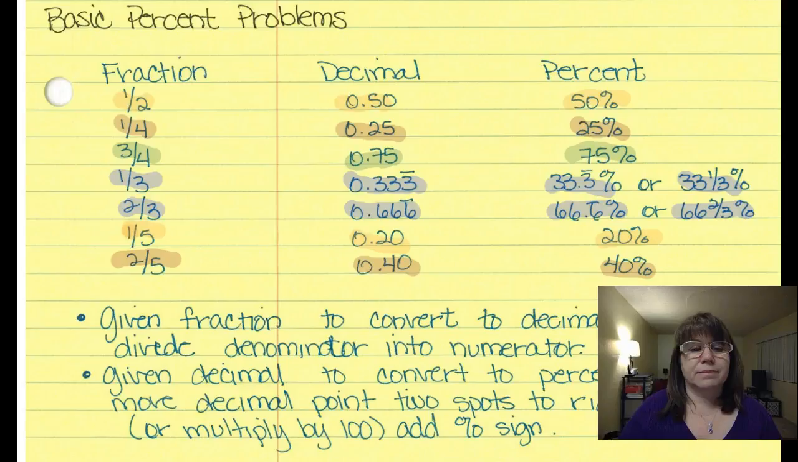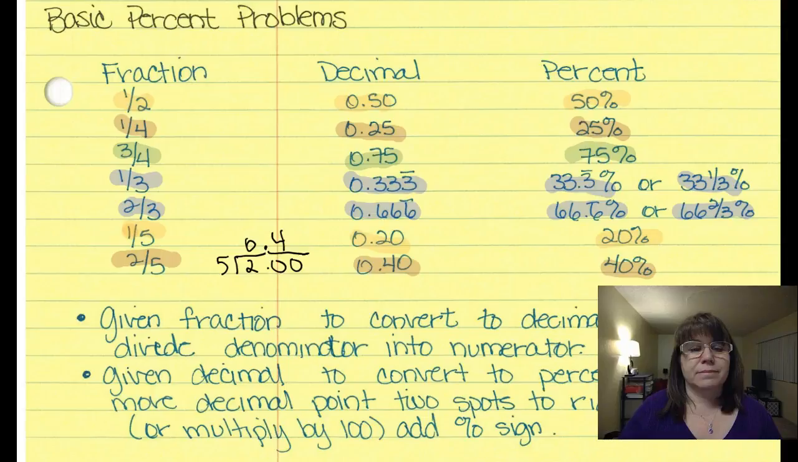So you want to be able to be given a fraction and convert it to decimal. All you need to do is divide the denominator into the numerator. For example, this would be 5 divided into 2.00. So we want at least a couple of zeros. 5 does not go into 2, but 5 does go into 20 4 times, so it's 0.4. So you do want to be able to do that conversion. It's the denominator into the numerator.